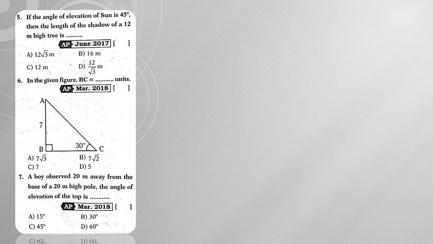Next, moving on to question number 5. If the angle of elevation of the sun is 45 degrees, then whenever the angle of elevation is 45 degrees, the height of the tree will be equal to the length of the shadow. So height of tree is equal to length of shadow. So we can simply say that height is equal to distance. When theta is equal to 45 degrees, height is equal to distance.